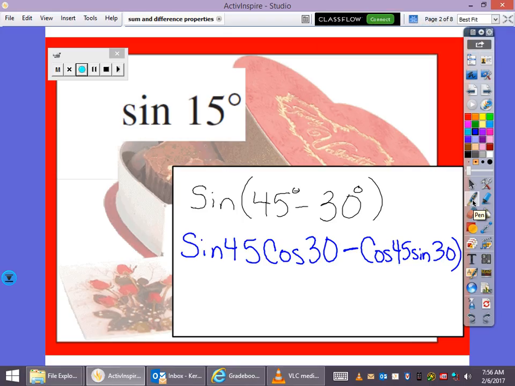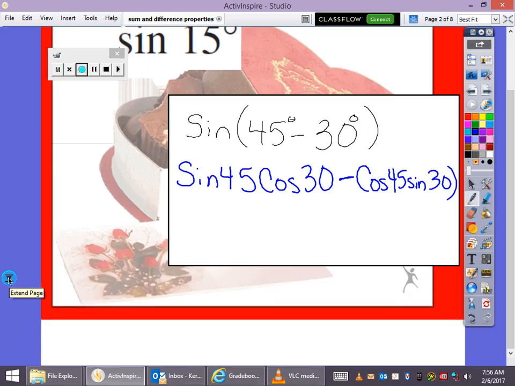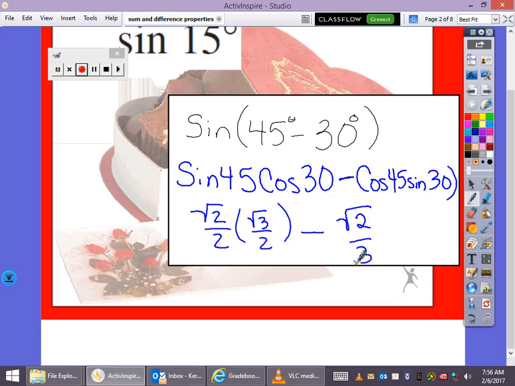So there's a variety. Now, the point of this is, now I have some quick, easy angles that I know the answer to, right? So what is the sine of 45? So I'm going to do the square root of 2 over 2 times, what's the cosine of 30? That is the square root of 3 over 2, minus, what's the cosine of 45? Square root of 2 over 2, and the sine of 30, which happens to be 1/2. Excellent, 1 over 2. Okay?